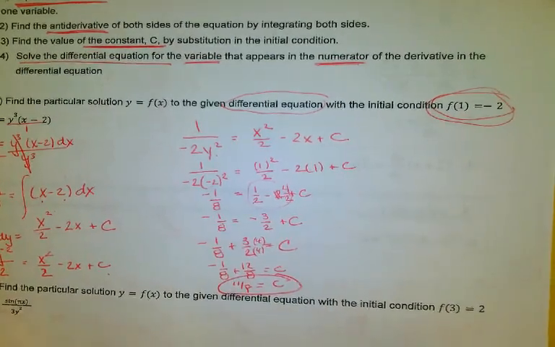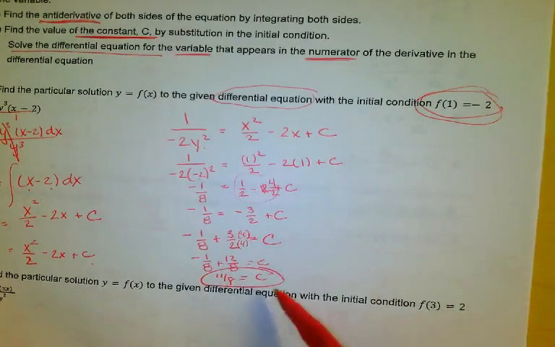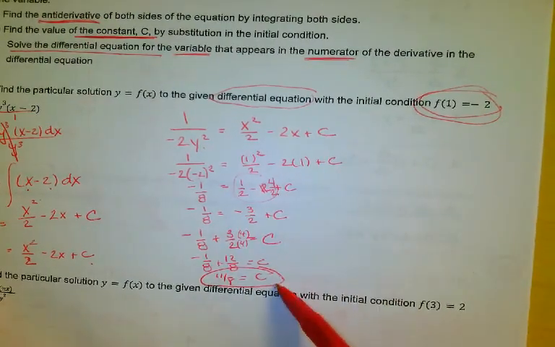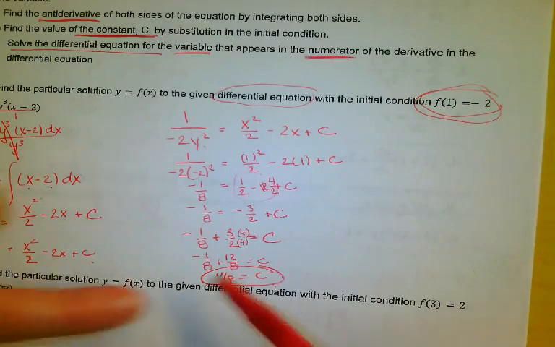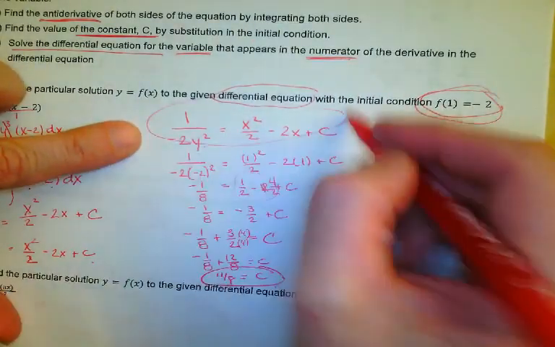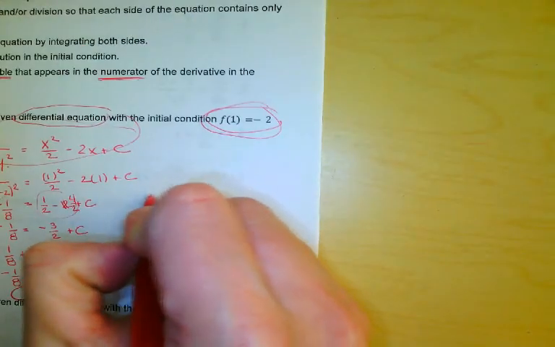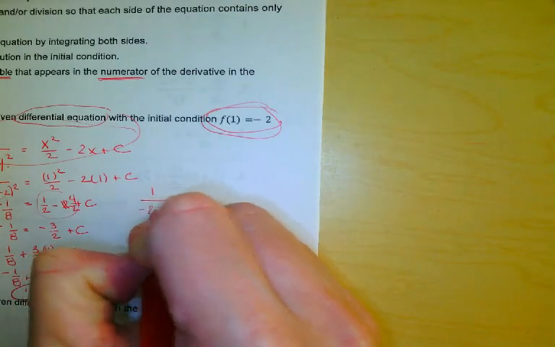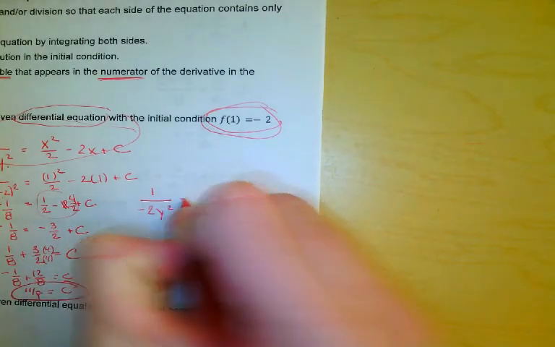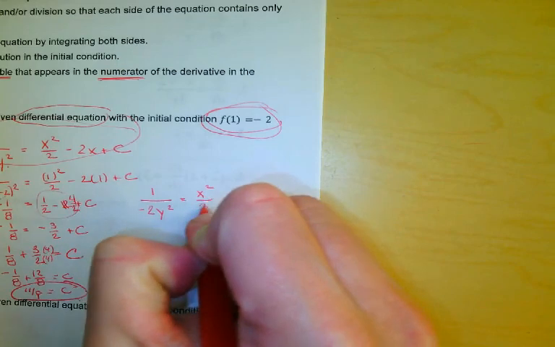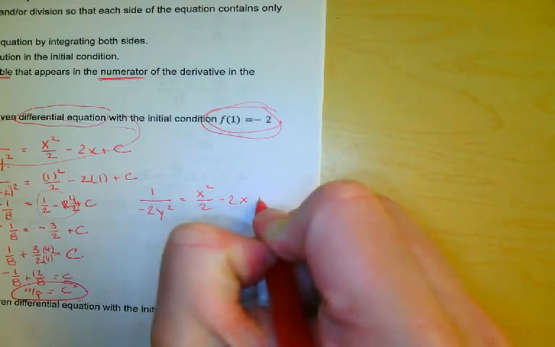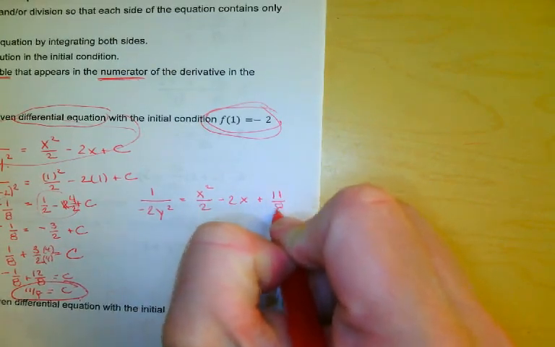Okay, and nobody says this c is going to be pretty all the time. Sometimes you're going to get fractions or radicals or sine functions. Just go with it. Just trust the process. Okay, so now once we have that c value, we're going to plug it back into the equation before we plug the numbers in. So that was back here. I'm going to plug that in. So we have 1 over negative 2y squared equals x squared over 2 minus 2x plus 11/8.